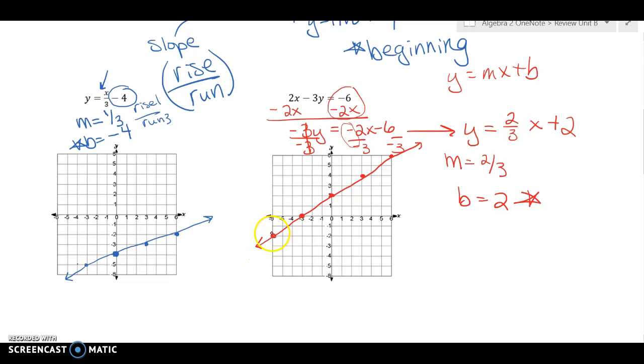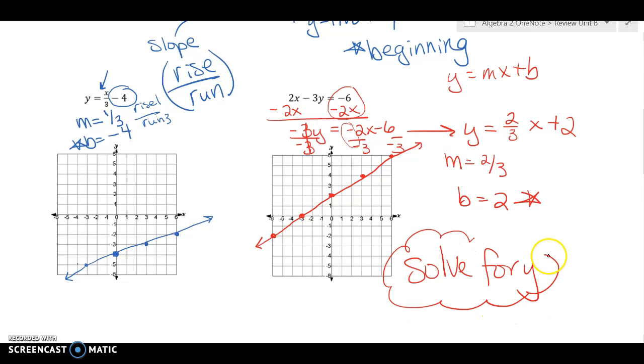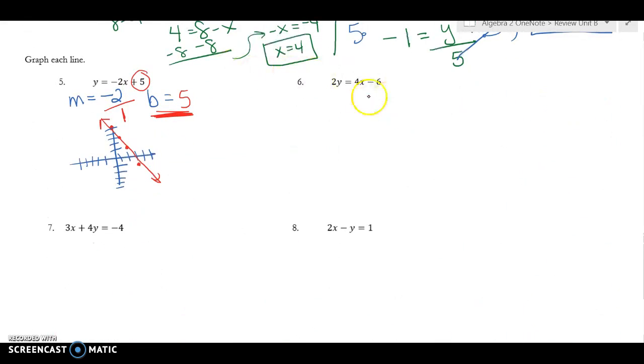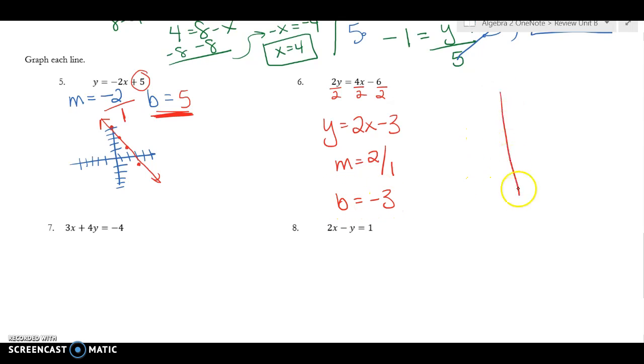There you go. But again, the first thing I had to do was I had to solve for y. If it's not solved for y, it's not going to work. You have to solve for y first. All right, so let's try a couple examples. When you look at number 6, my y is almost by itself, but I have to divide everything by 2. So I end up getting 2x minus 3. So my m is 2 over 1. That's right, there's a 1 there. And my b is negative 3.